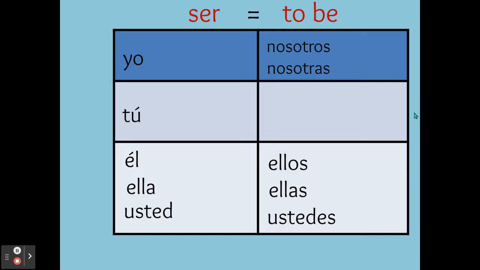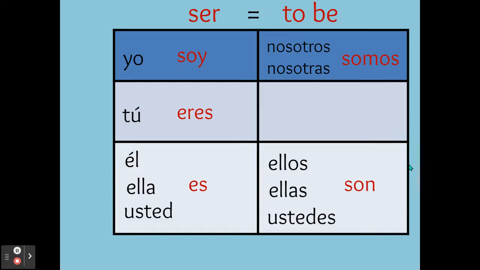The yo form is soy, tú, eres, él, ella, or usted would be es, nosotros or nosotras, somos. Remember, this one here is vosotros, which we're going to skip. And ellos, ellas, and ustedes would be son.